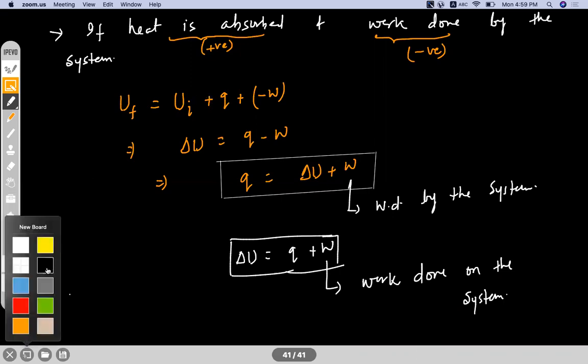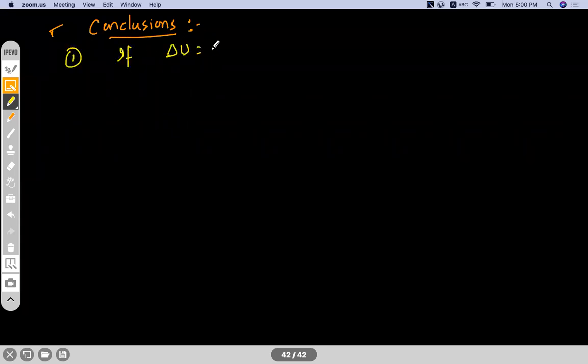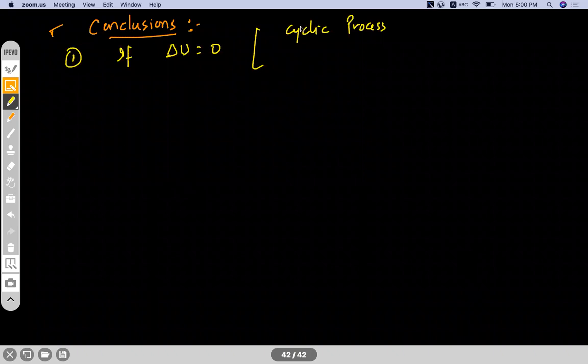Now a few conclusions of the first law of thermodynamics. First one, if delta U is equal to zero, this means the change in internal energy is zero, and that will be so for a cyclic process. Any other process in which the change in internal energy is zero? Apart from the cyclic process, internal energy depends upon temperature. So yes, isothermal is another process in which the change in internal energy is zero.